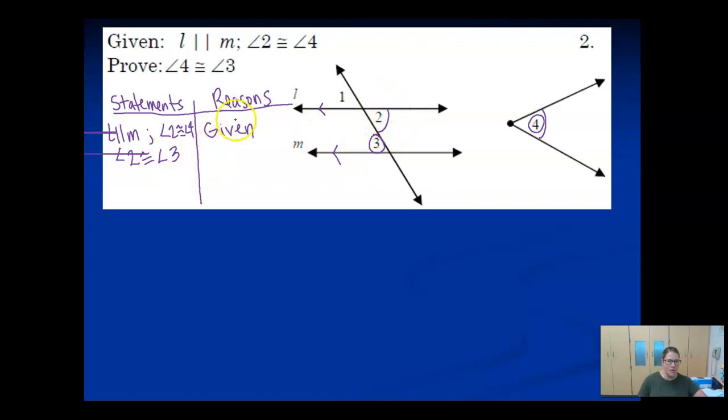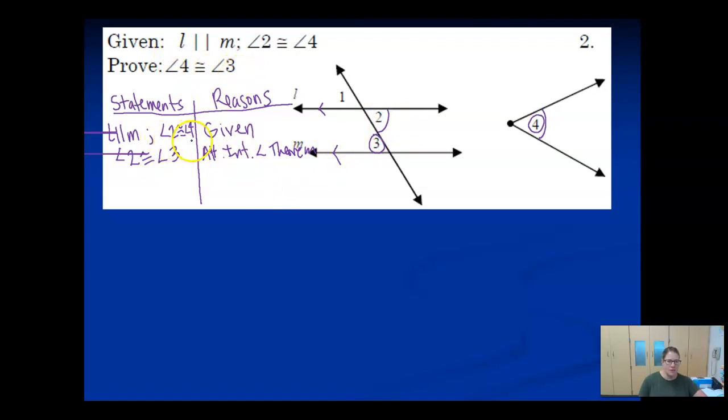So the justification for my claim is going to be the alternate interior angle theorem. Okay, so I just wrote this little symbol for angle, but the alternate interior angle theorem is the reason that I can claim 2 and 3 are congruent, because the lines are parallel, right? So that's the justification.